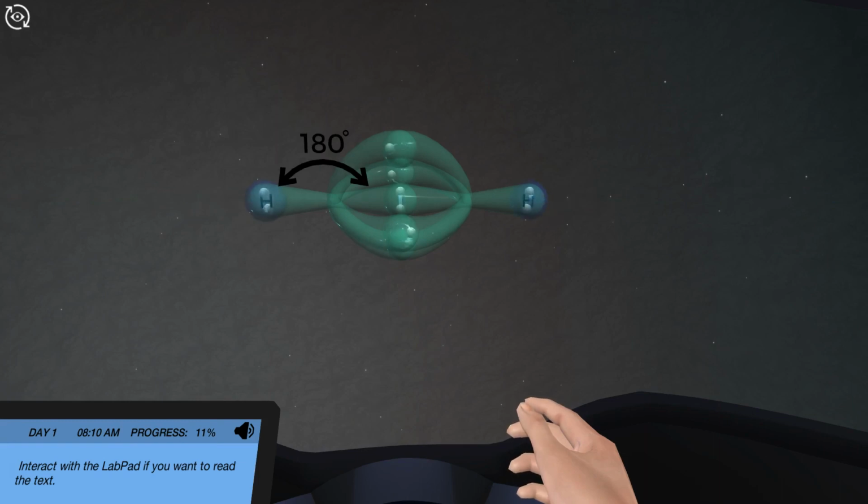The remaining sp orbitals can form sigma bonds to other atoms. The angle between the two sigma bonds will be 180 degrees. If only hydrogen atoms are bound to these remaining orbitals, an ethyne molecule is formed. That's it for now. Let's go back to the lab for a little quiz to see if you've got this.